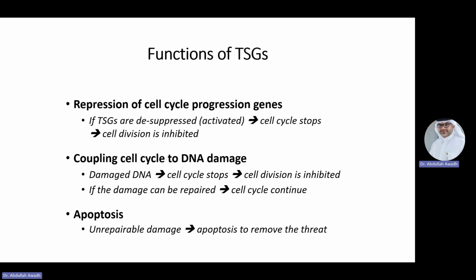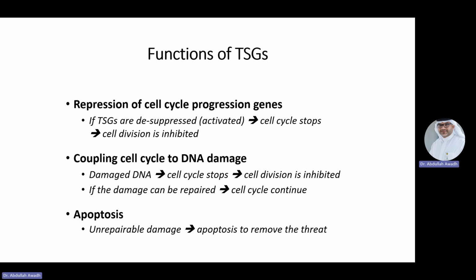They are inactive until they are needed, right? When there is a problem in the cell cycle, when there is a problem in the genetic material, when there is damage in the DNA. Until then, they are suppressed, allowing the cell to grow. When it's needed, when there is damage, they are desuppressed, which means activated. Then the cell cycle will stop, and cell division is inhibited. So it's kind of the opposite. If they are suppressed, then the cell cycle is going and cell division is going. If they are desuppressed, which means we activate them, this will lead to the opposite effect on the cell cycle.